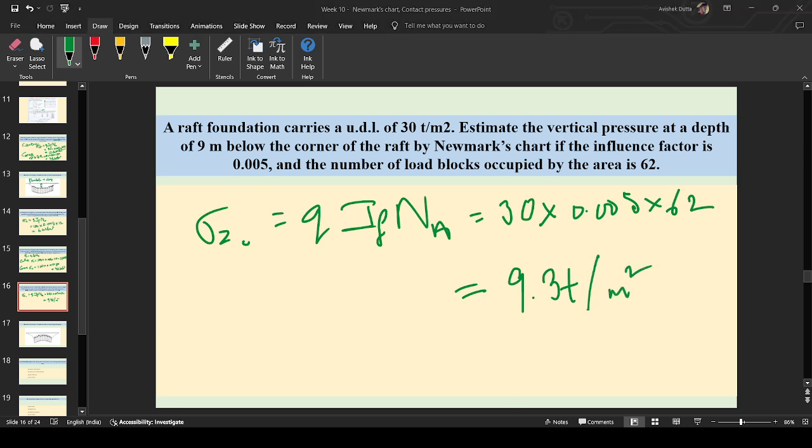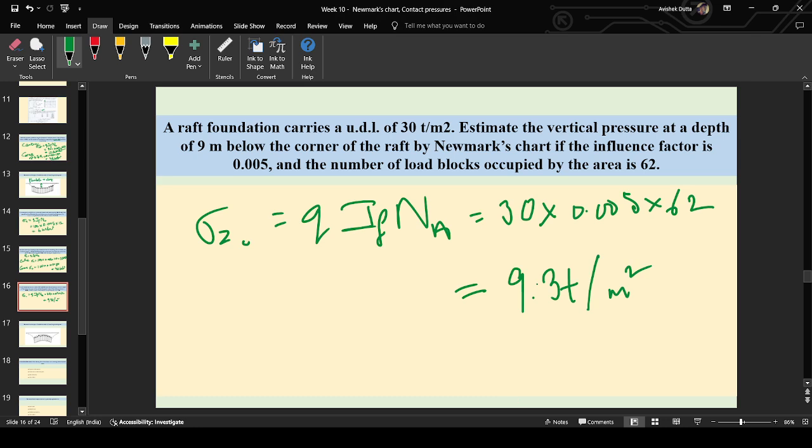Are you there, Dheeraj? Please check this calculation. Yes, sir. Please give me some time. Sir, it is 30 into 0.008. I think you have written 0.005. Okay. Influence factor is 0.005, right? Already given, and it is correct, sir. Okay.